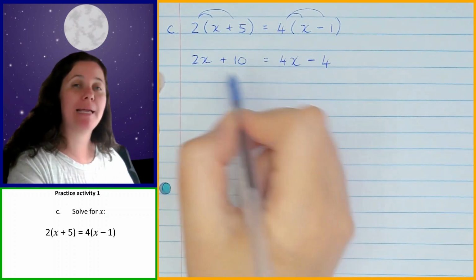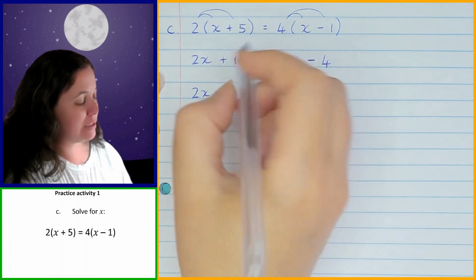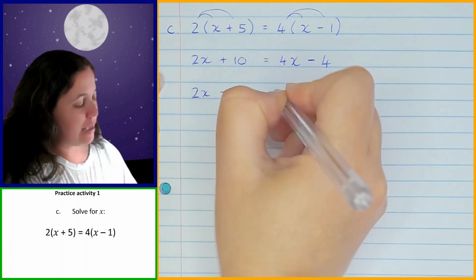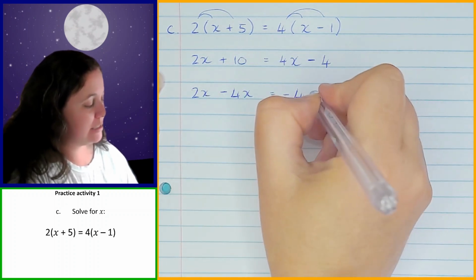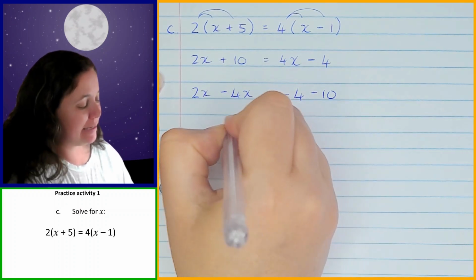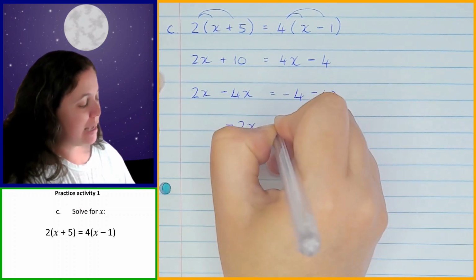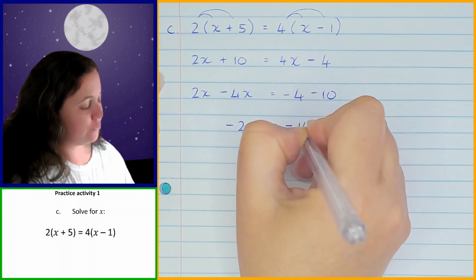Okay, so now I need to get my x's on one side. So over here I've got 2x, and then I need to subtract 4x on both sides. Then over here I've got negative 4, and I need to subtract 10 on both sides. And now I have 2x minus 4x, that gives me negative 2x. And on the right hand side I've got negative 4 minus 10, that gives me negative 14.